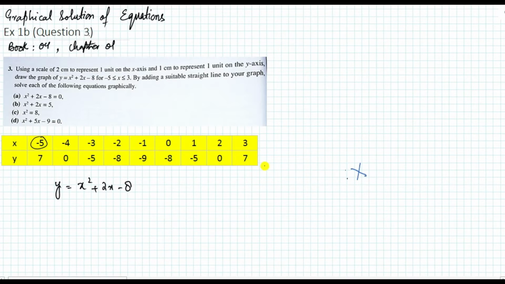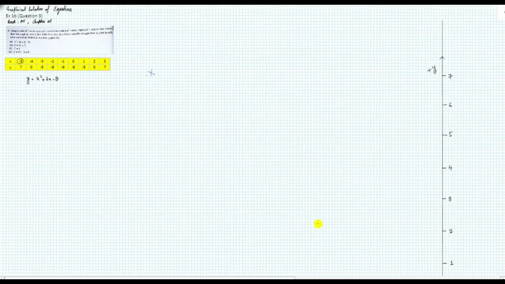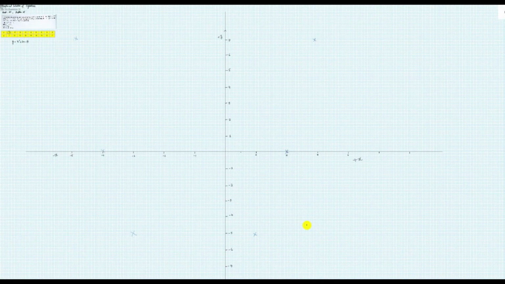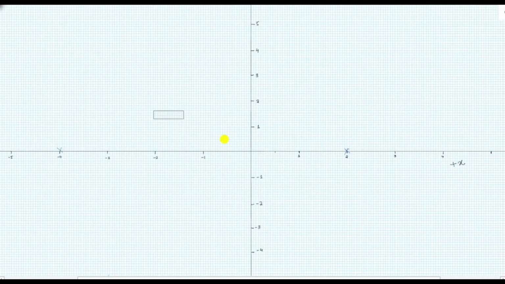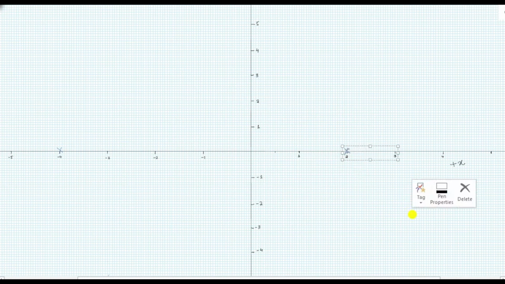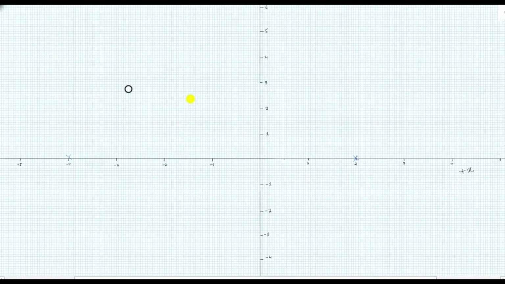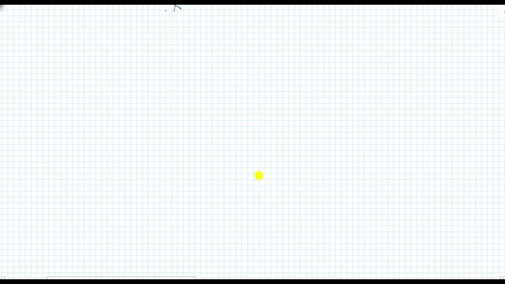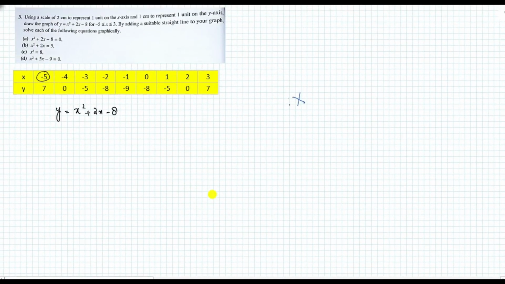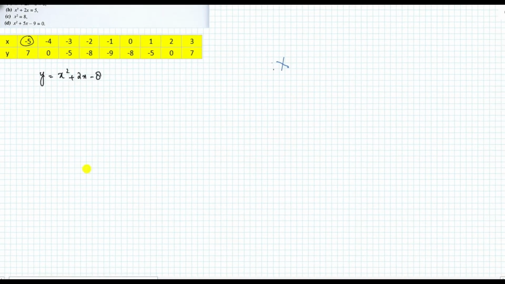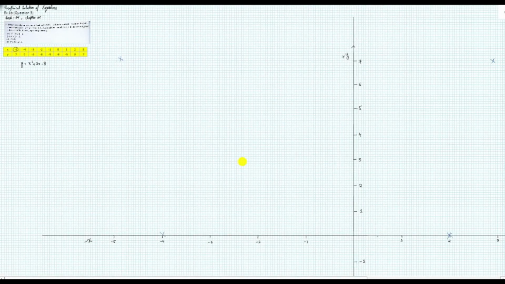to represent 1 unit. So I have already marked all these points on the graph, and I have marked these calculated points also on this graph paper. Here, if I check the first value, it's 7 on −5. So the value of x is −5 and the value of y is 7. See, here I have marked this point. When the value of x is −5, the value of y is 7. I have marked this point and similarly I have marked all the remaining points.